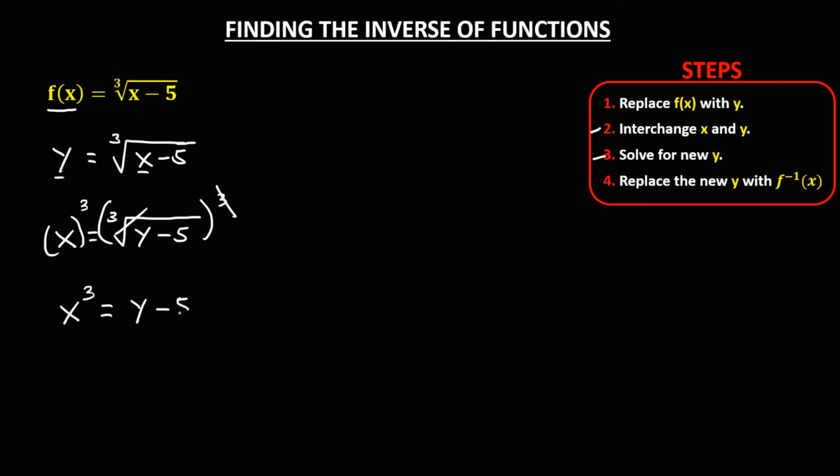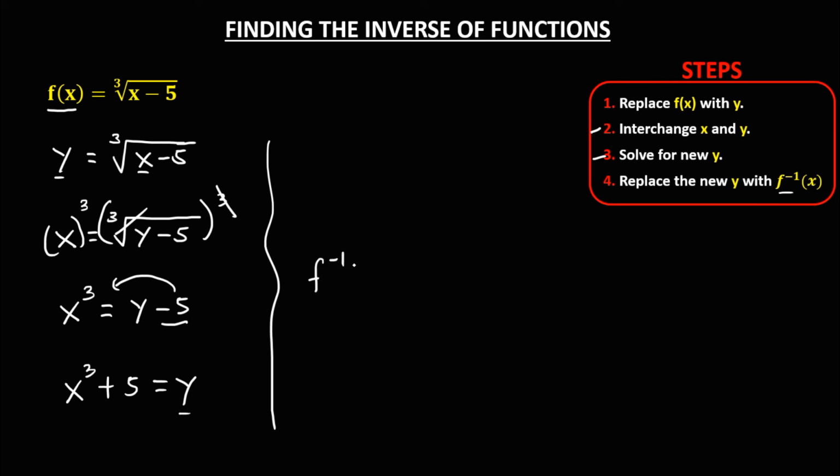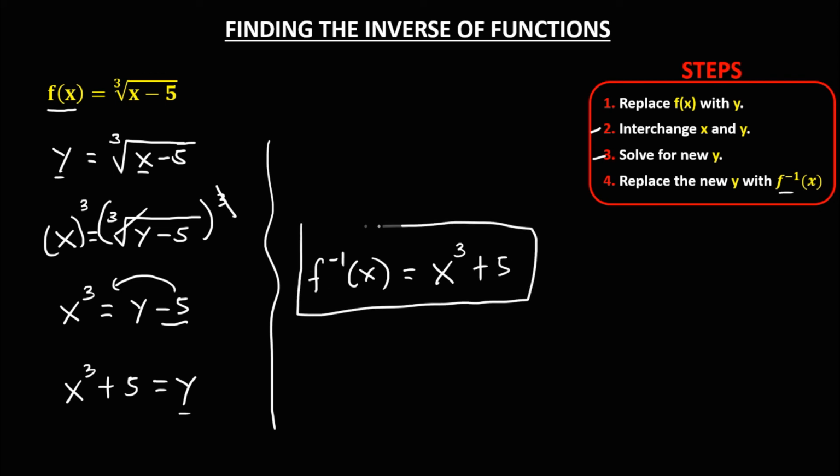And to solve for y, transpose that negative 5, so we have x to the power 3 plus 5 equals y. Then replace now this new y with the inverse of f of x. So this becomes the inverse of f of x equals x to the power 3 plus 5. So this is now the inverse of this function.